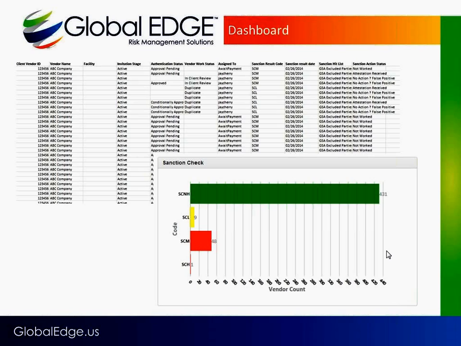We also have a dashboard and drill-down reporting for details on sanction check results. This allows you a quick snapshot of your vendor master file and may be useful for your C-suite executives.